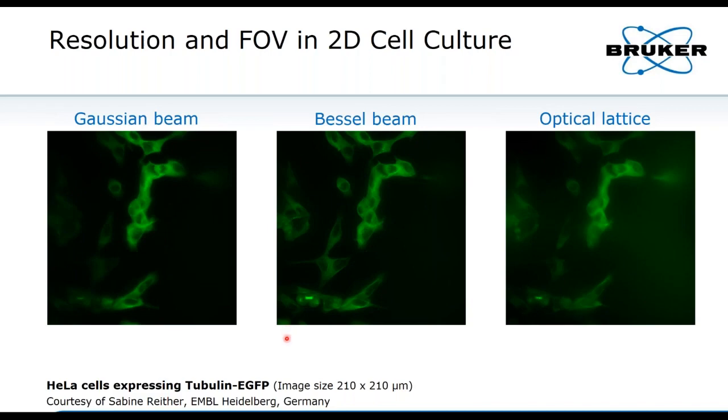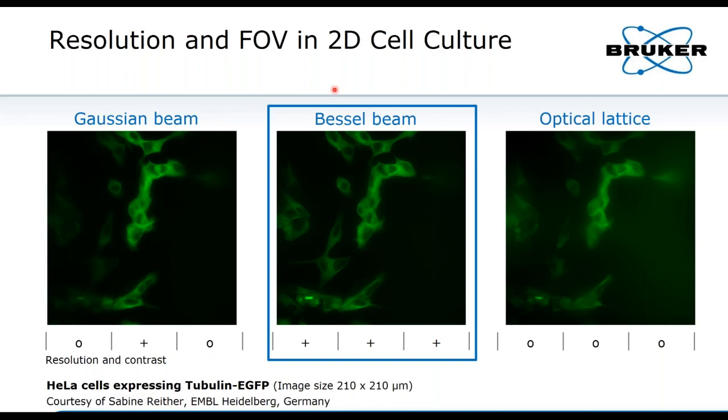The Bessel beam, as you maybe know, has a lot of side lobes, so this results in a bit more photobleaching. But if you can tolerate this, if you don't need long-term imaging, then this is probably the best choice, because then you can cover the whole field of view. As comparison, we also used an optical lattice, and in this example, this didn't work very well. So at the end, you basically decide, okay, Bessel beam is the best across the whole field of view in terms of resolution and contrast.